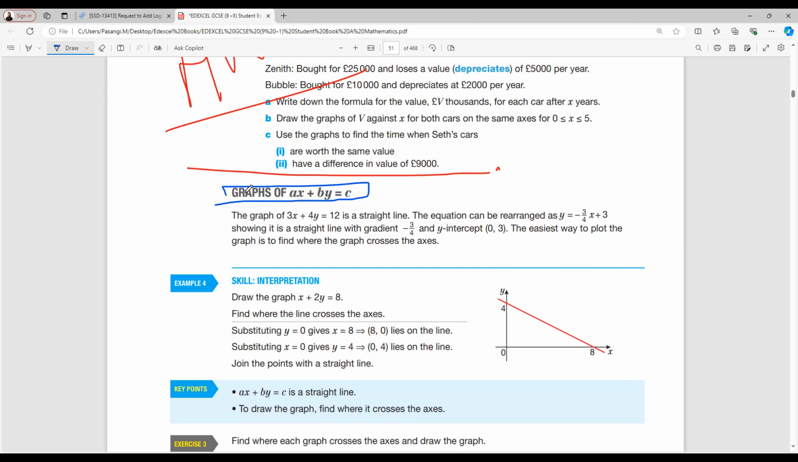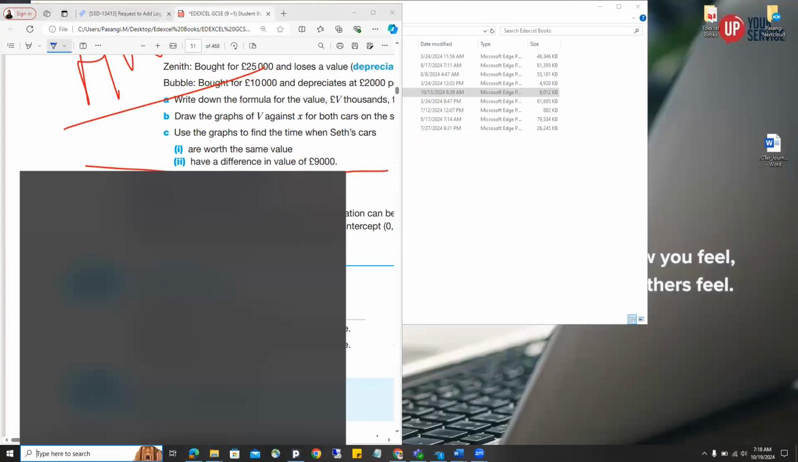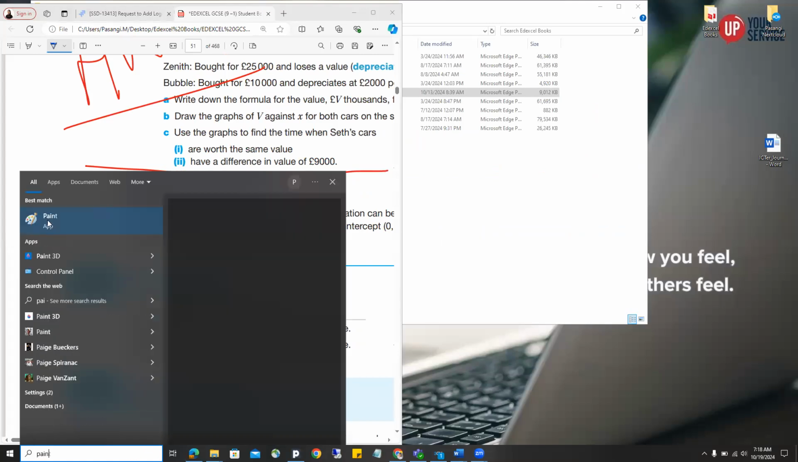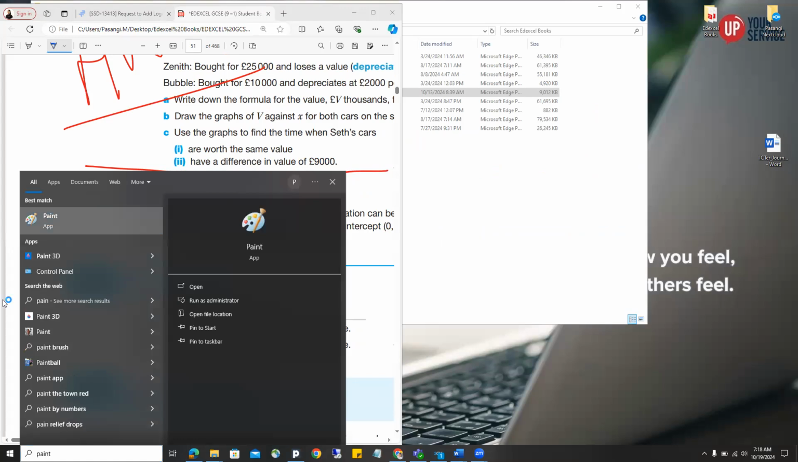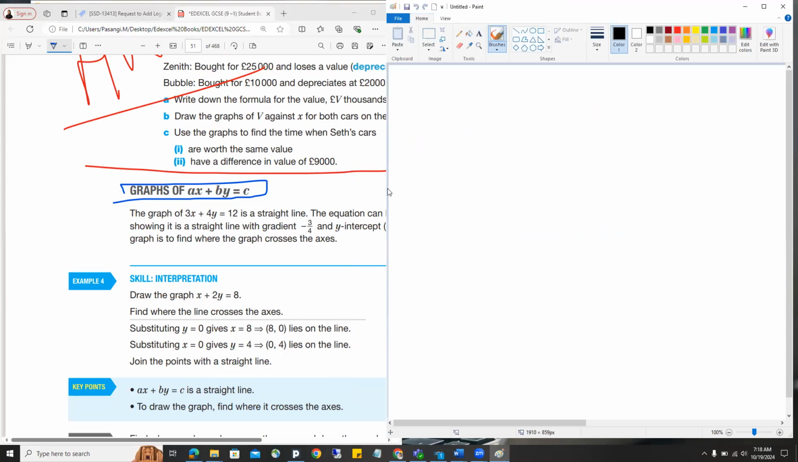Okay, here, what we have is ax plus by is equals to c. So let me share my complete screen, and then I'll take the paint as well so that I can write and show you.